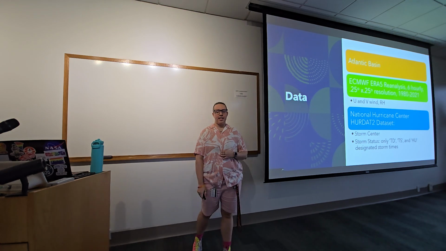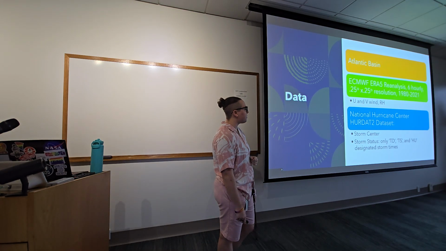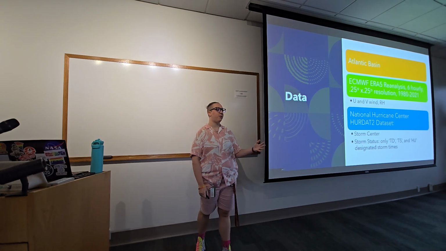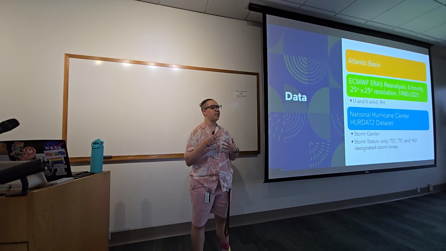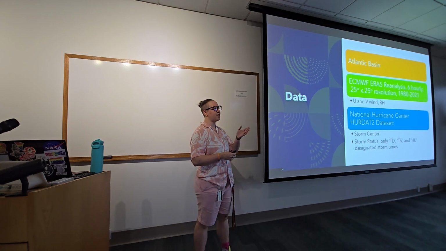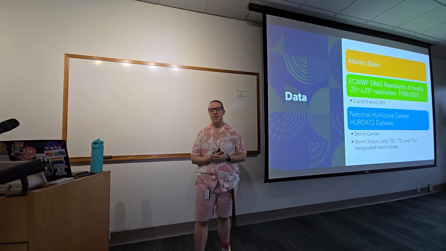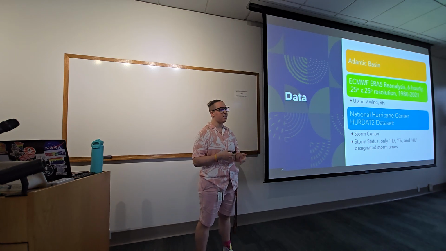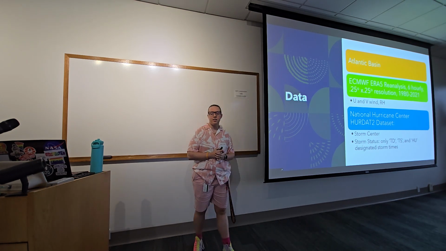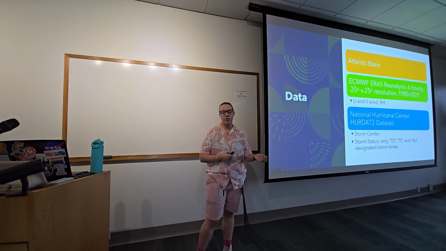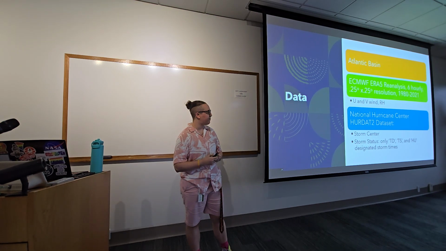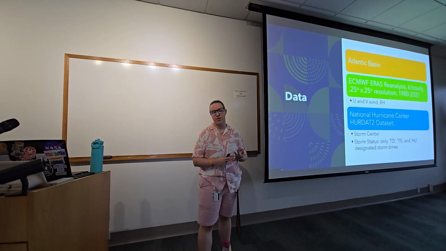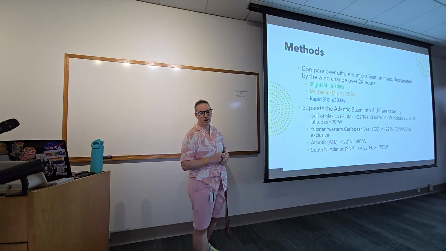So we're going to look at the Atlantic basin using ERA5 data for my wind and relative humidity. Every 6 hourly data point is a new event, so it could still be continuing from its previous intensification, but we're going to consider every 6 hours an independent event from 1980 to 2021, so that's a 42-year climatology. And we're going to be using the HURDAT2 data set just for our storm center, and we're only using storms that are designated as a tropical cyclone, so that means a tropical depression, tropical storm, or a hurricane.